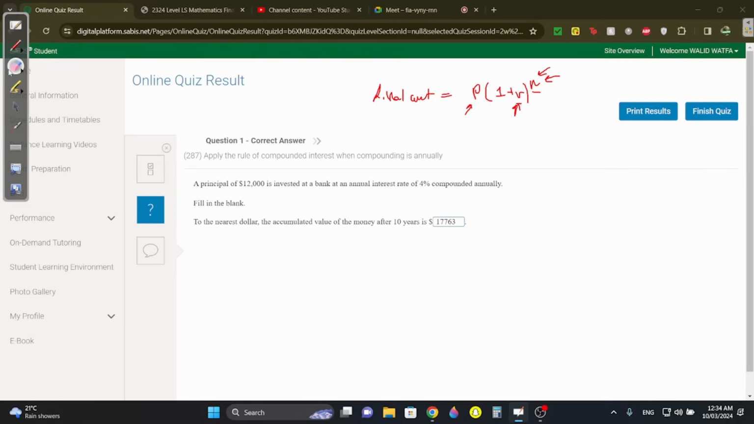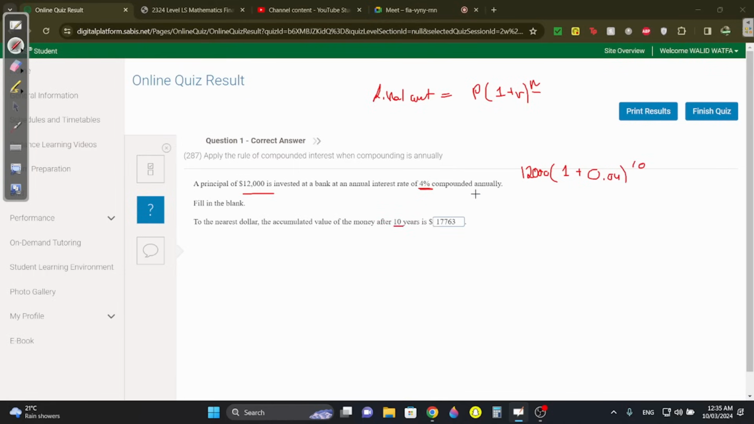Okay, but you can solve it differently if you want to convert. Let's solve. P in this case is 12,000, since 12,000 is being invested. 1 plus R. R is 4%, so that's 0.04, to the power of 10.